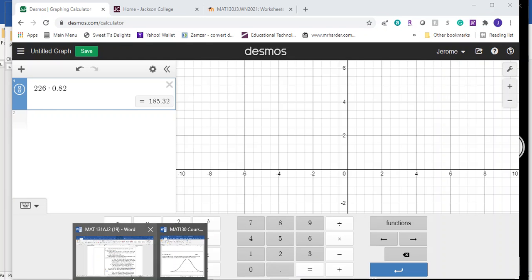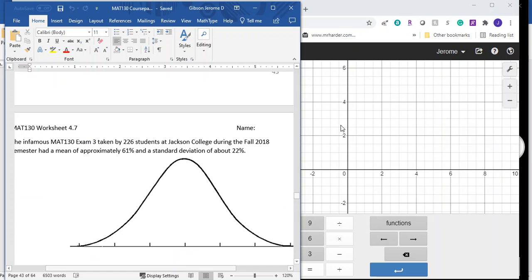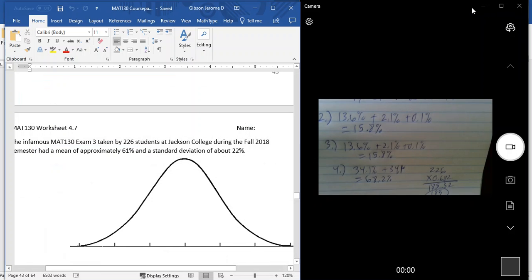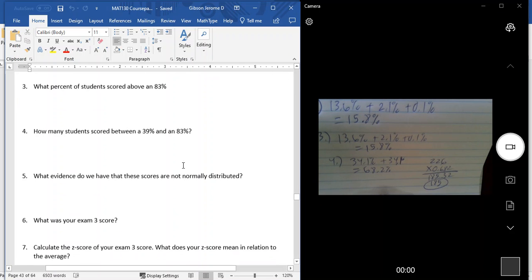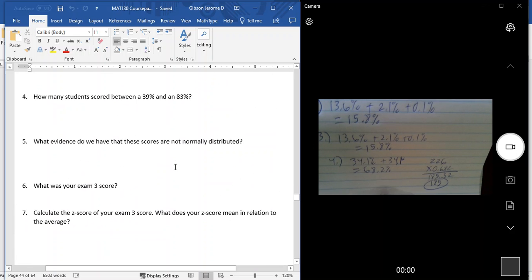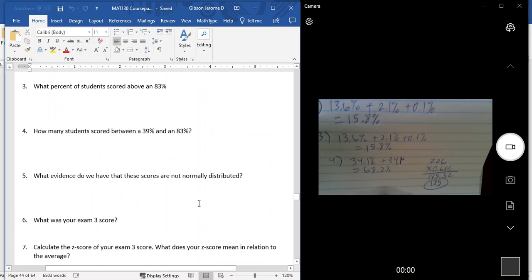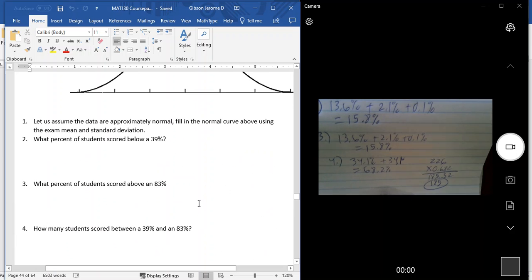So with that being stated, 185 would be the answer to number 4. Now I'm going to stop there and let you all finish the rest. But as you see, this is the basic process of going through this problem.